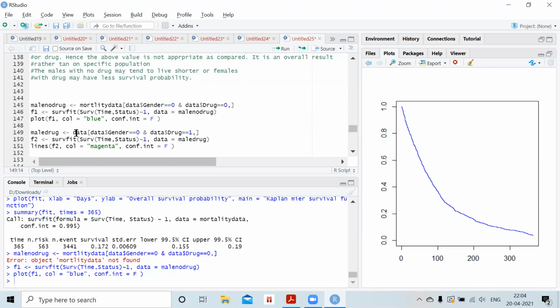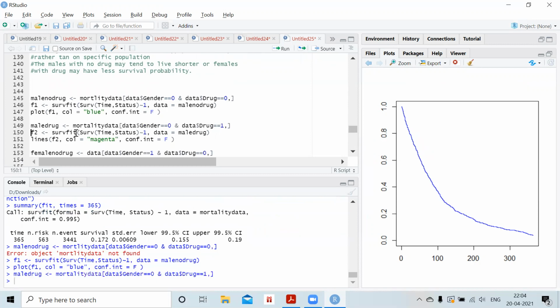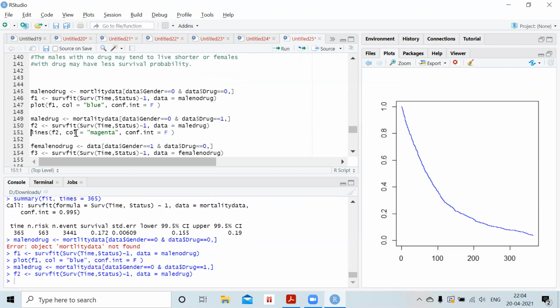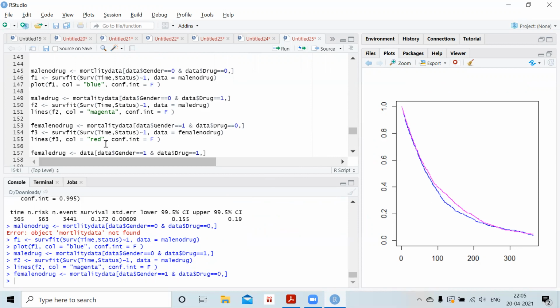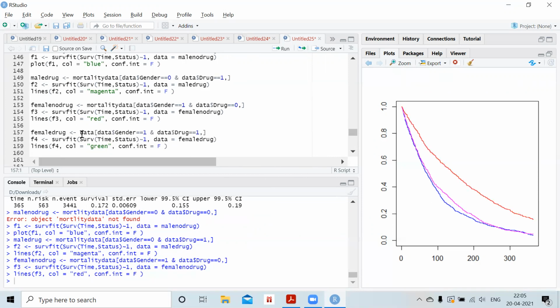Now with male drug, the ones we have provided with the medicine, gender is 0 but drug is 1. Okay, and then we plot F2, and lines will be again F2 and the confidence interval has to be FALSE. Female no drug, where gender is 1, but females have not been provided with the medicine. This also has to be from the mortality data first. Okay. And then this will be the same thing again, and again here also the same thing.